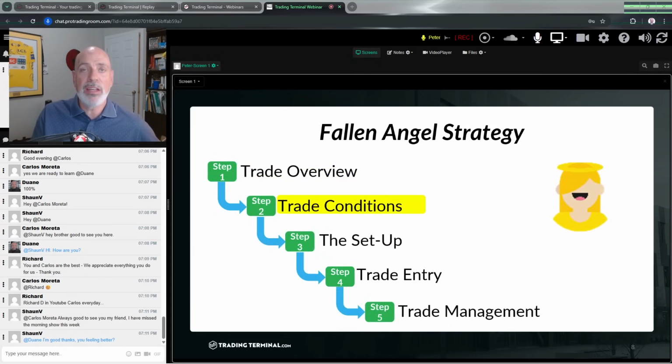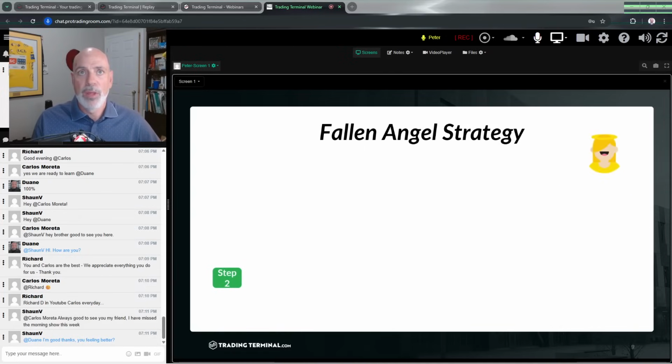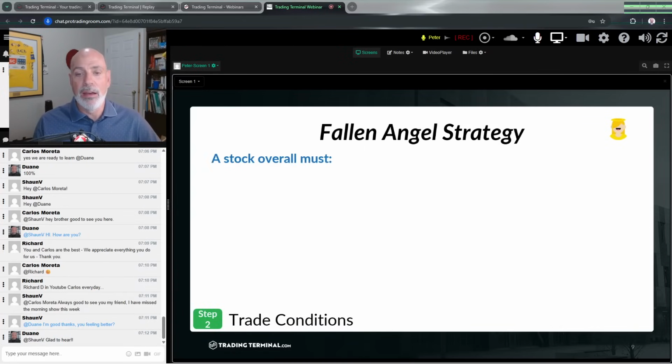We need to understand the conditions under which you would identify a stock to trade this. Well, like I mentioned, this trade happens right at the beginning of the day. Overall, I'd be looking for a stock that has to have these criteria. First, I'd be looking for a stock with a float of over 50 million shares. What is the float? That's the total number of shares available for trade.